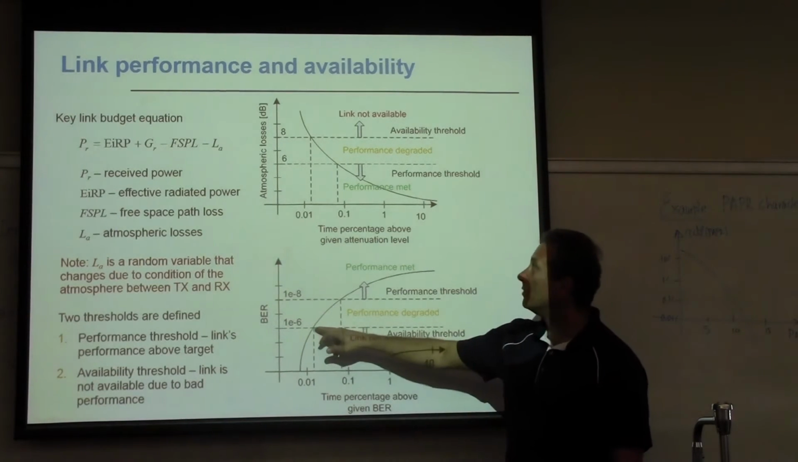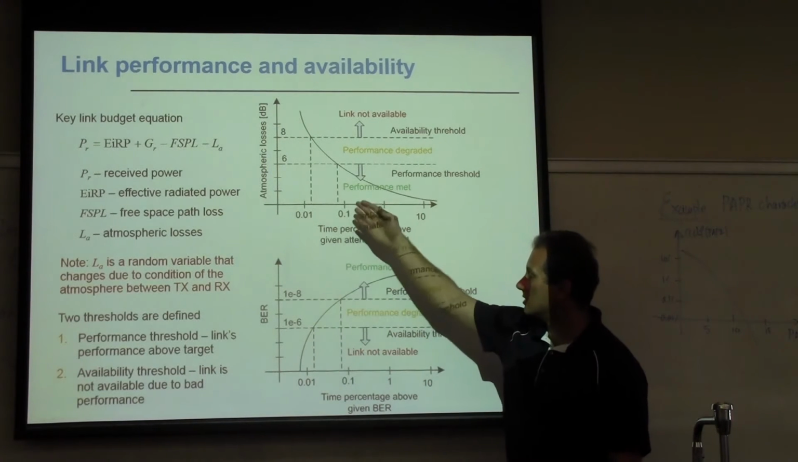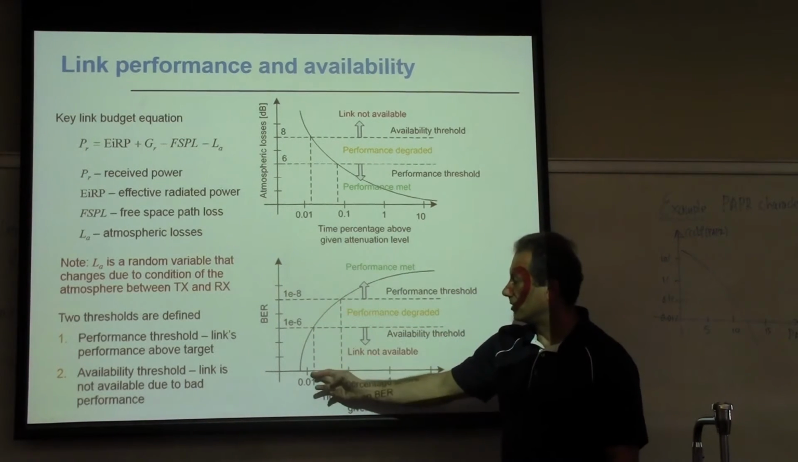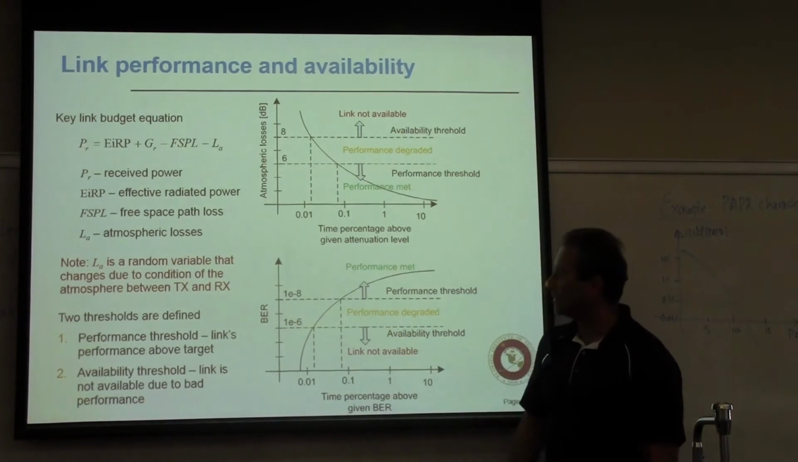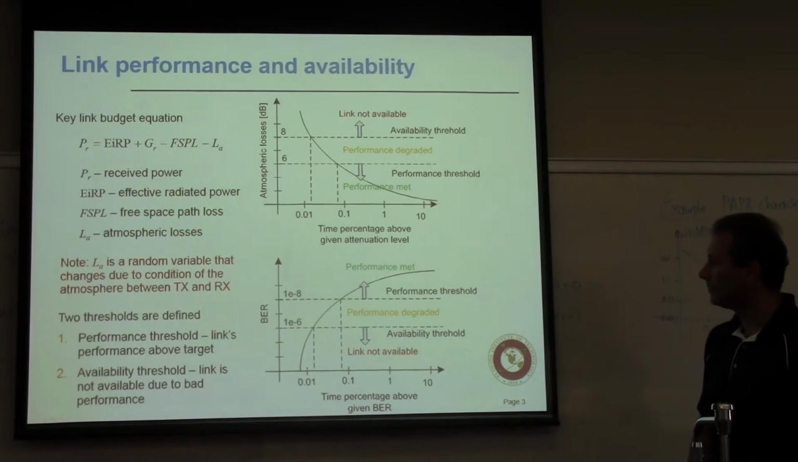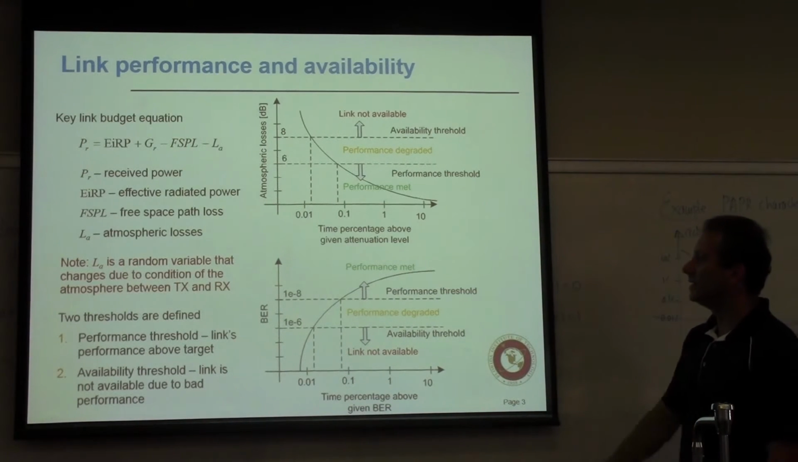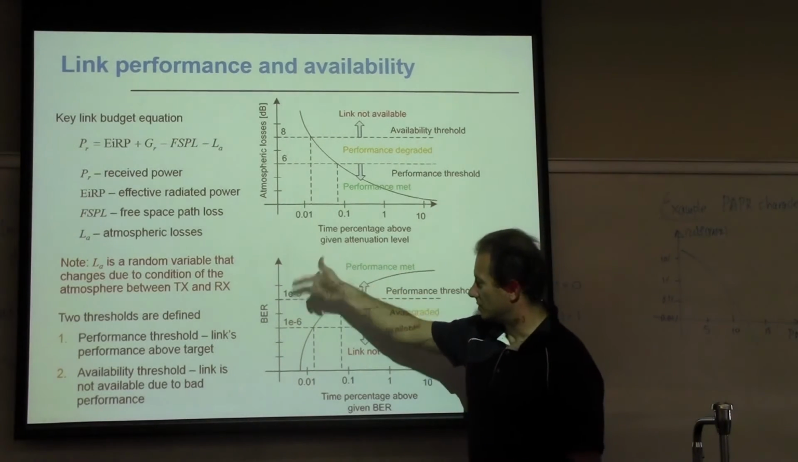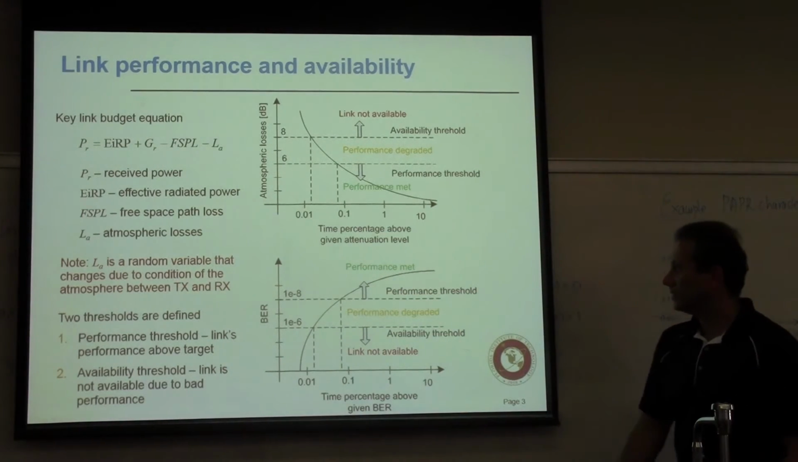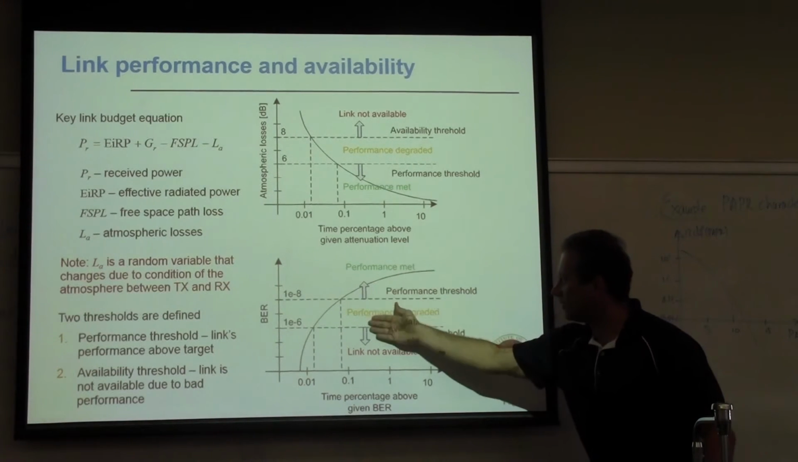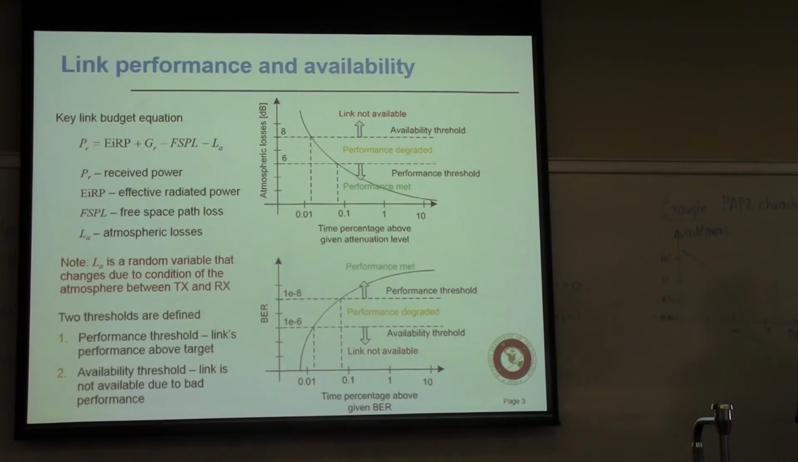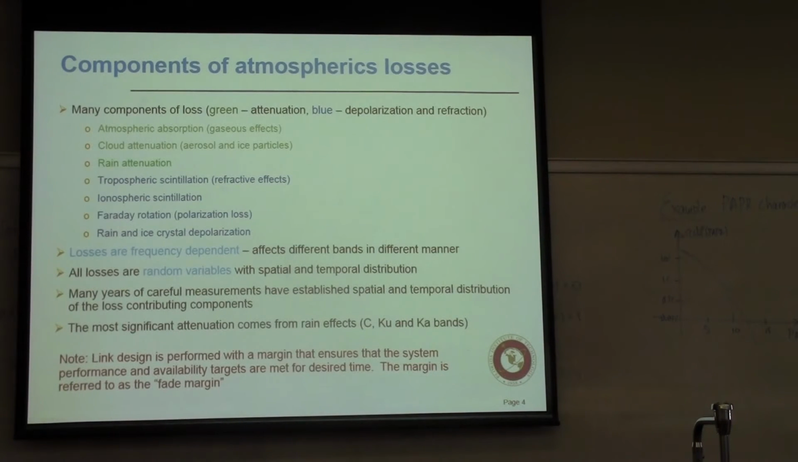And then if your losses exceed 8 dB, which is close to 0.01% of the time, your bit error rate is going to be higher than that. I guess this arrow is in the wrong direction. It should be pointing downwards. But we have performance met, performance degraded, and link not available. Usually, you don't have the freedom to say it just degraded. Either it works, or it does not work.